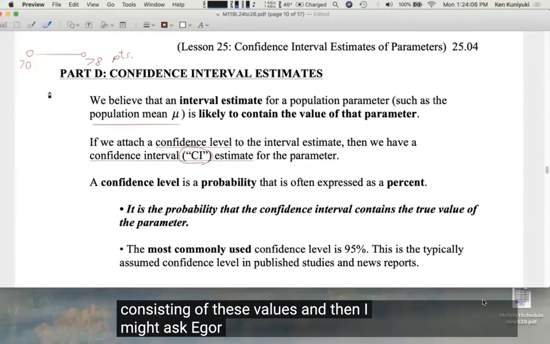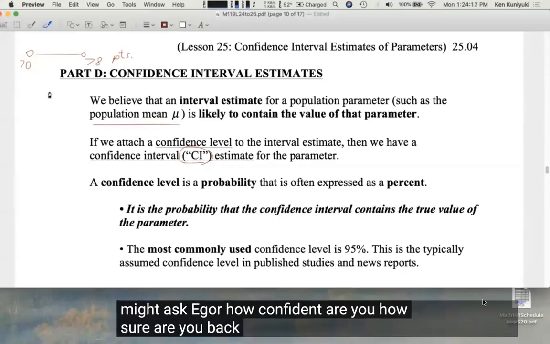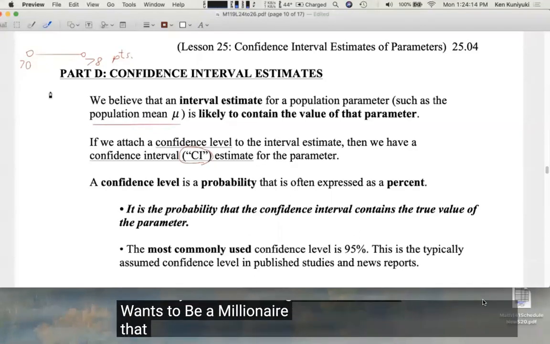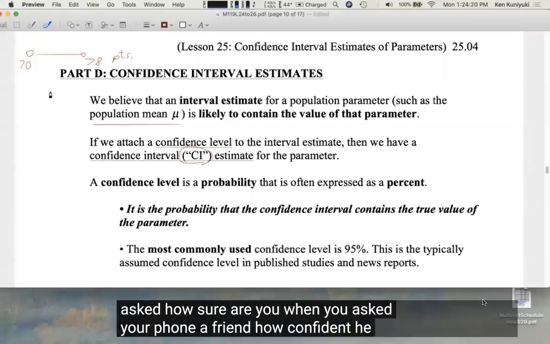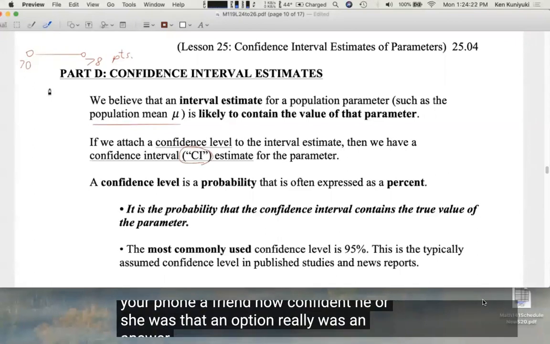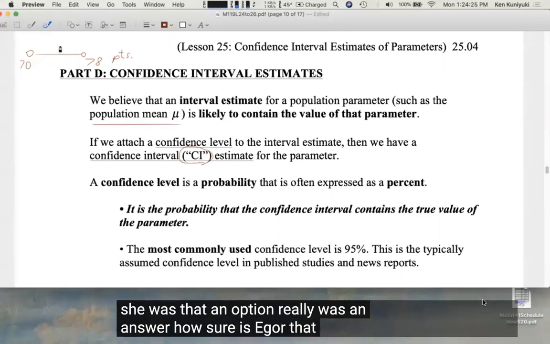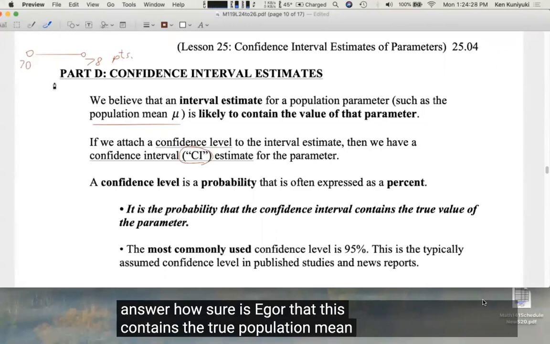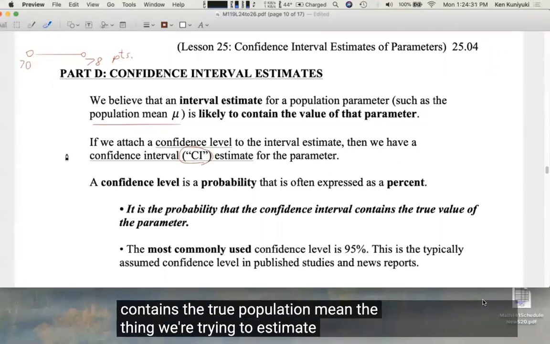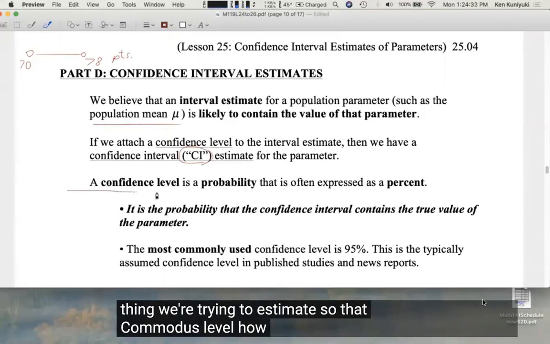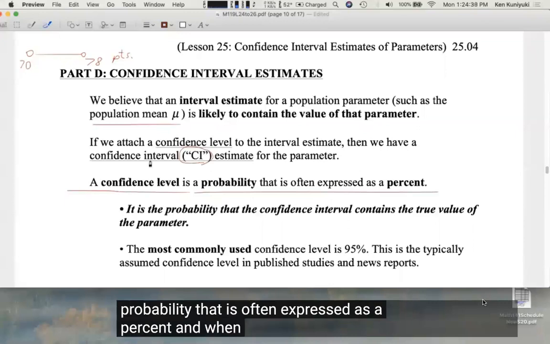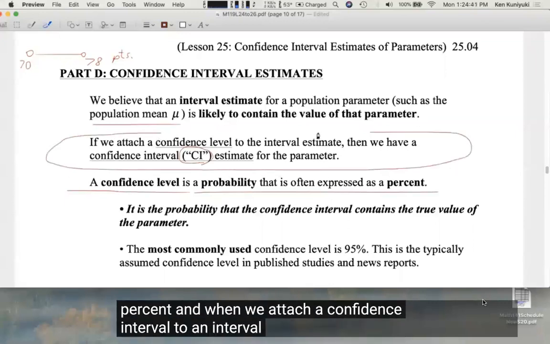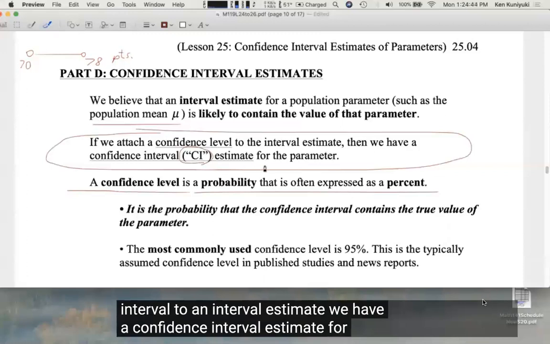And then I might ask Igor, how confident are you? How sure are you? Back in the game show, Who Wants to Be a Millionaire? That was a famous question that was asked. How sure are you? When you asked your phone a friend how confident he or she was that an option really was an answer. How sure is Igor that this contains the true population mean, the thing we're trying to estimate? So that confidence level, how sure are you, is a probability that is often expressed as a percent. And when we attach a confidence level to an interval estimate, we have a confidence interval estimate for that parameter.